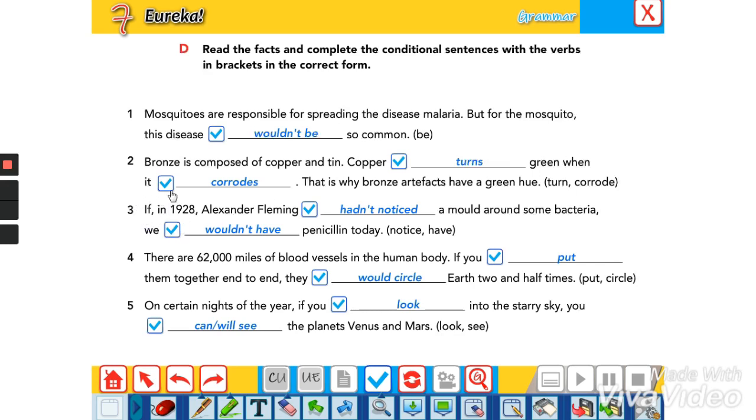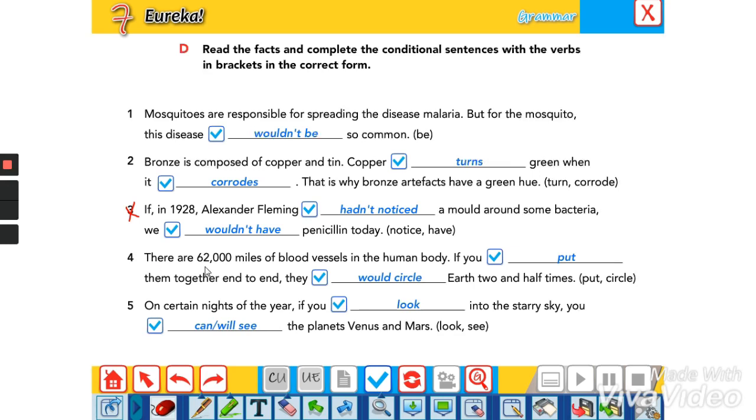Number 2, bronze is composed of copper and tin. Copper turns green when it corrodes. So we are talking about a fact in here. That's why we use the zero conditional. Now, number 3, so please cross it out. It's mixed conditional. Now let's move to 4.